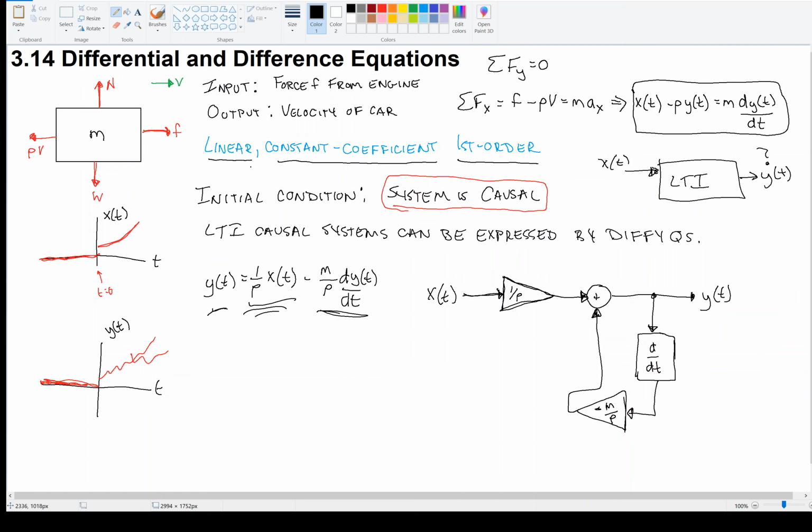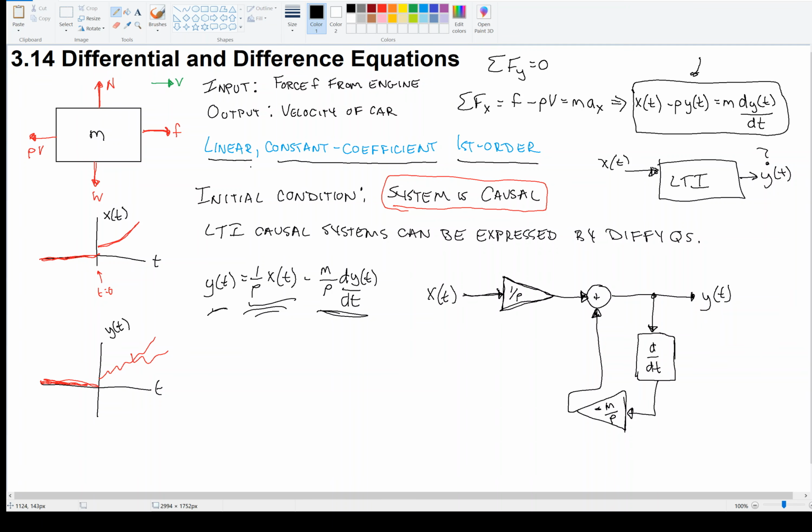Okay, why is this important? Well, the inverse of this system would be a system that takes velocity as input and then the force from the engine as output. That would be the inverse, right? So you tell it what velocity or what speed you want, and then the output is the force to the engine. So what kind of system would that be?